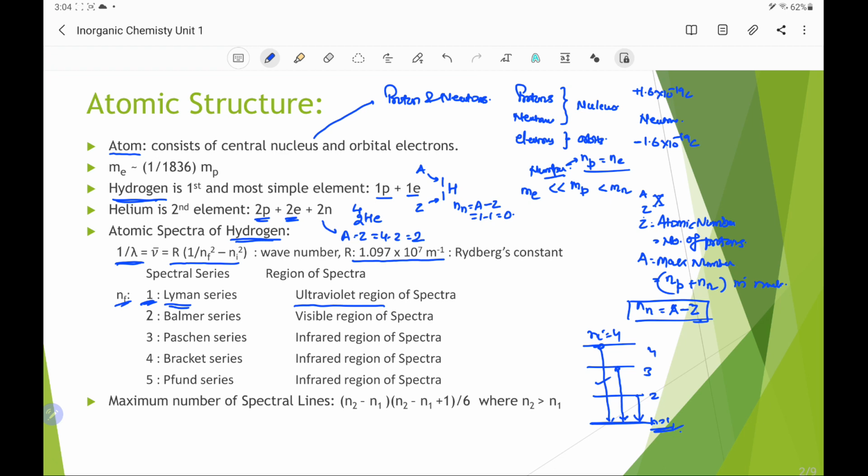Similarly, if the final energy state is n equal to 2, then this series is called the Balmer series, and it lies in the visible region. Similarly, Paschen, Brackett and Pfund, which lie in the infrared region.